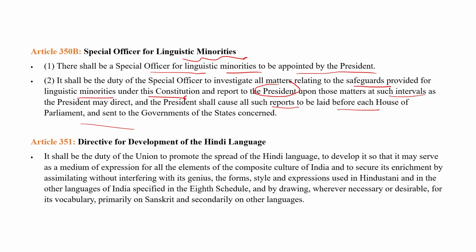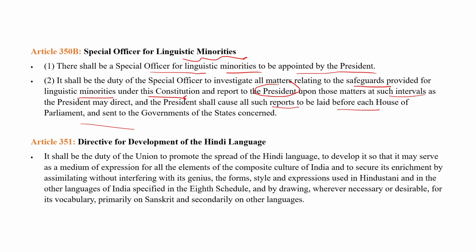So there must be a special officer for linguistic minorities, appointed directly by the President. This officer must investigate all matters related to the safeguards of minority languages, and submit reports to the President. If required, the President can present the report in both houses, as well as send the report to the government of the state concerned.